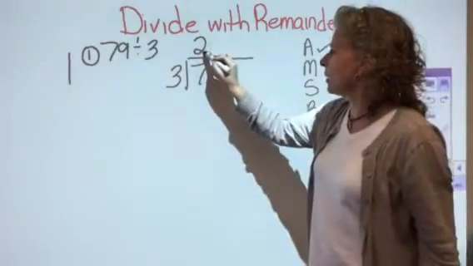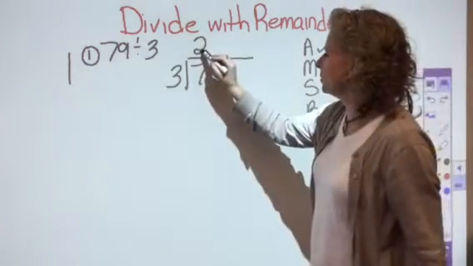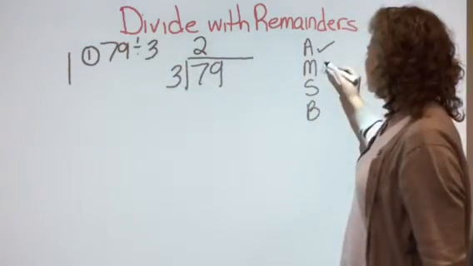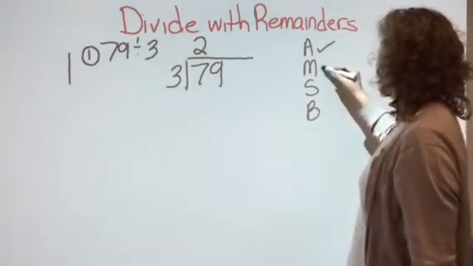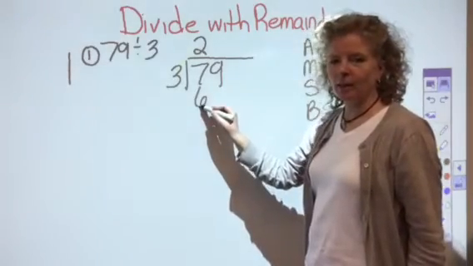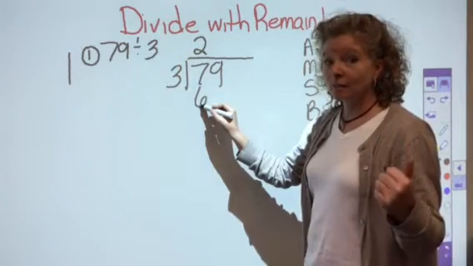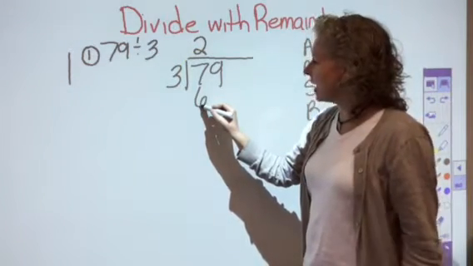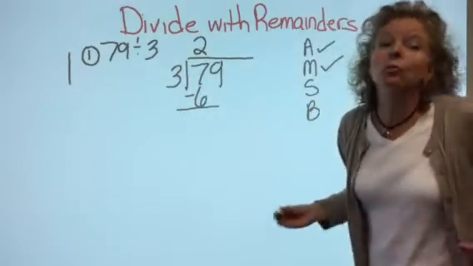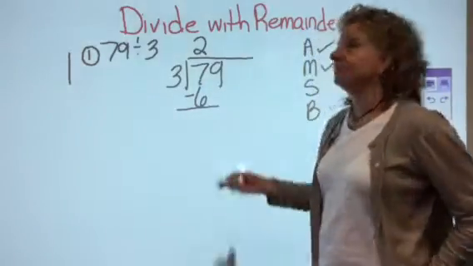I ask, now I have to multiply. 2, because I just wrote the 2, I'm going to multiply it by 3. 2 times 3 is 6. That's where I multiply. Ask, multiply, subtract. I just wrote this down, so I've got to subtract there. Anytime I write down a number, I'm going to do something near that number next. 7 minus 6 is 1.